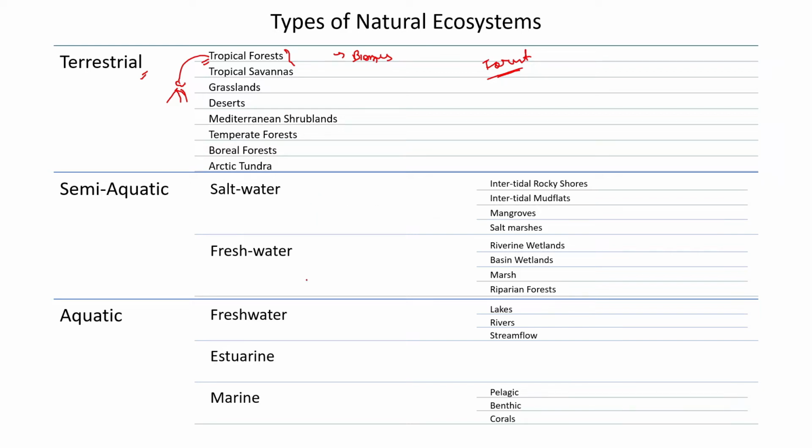Then there are aquatic and semi-aquatic systems. Semi-aquatic systems are regions which have interactions of both land and water, whereas aquatic systems have only water. Freshwater covers lakes, rivers, and stream flow, whereas marine ecosystems include pelagic systems, benthic systems, and corals. We'll talk about the biomes and the functions of these setups in detail as well, but this is just to give an idea that there are multiple ecosystems in biomes, and these ecosystems function together to form a particular biosphere.